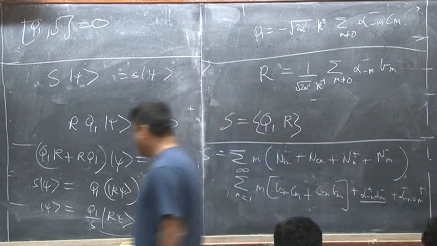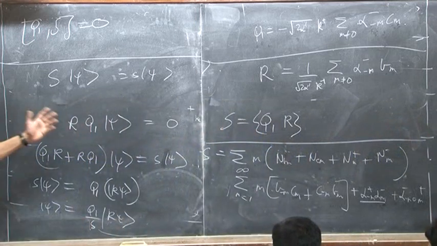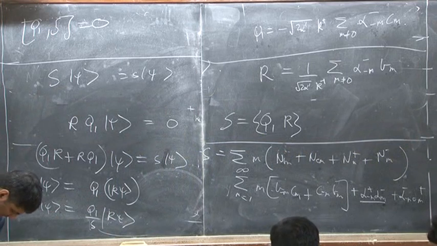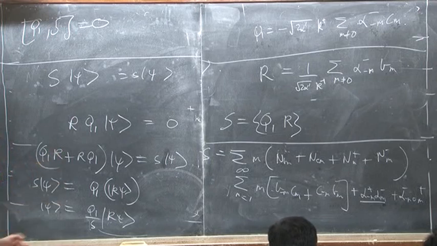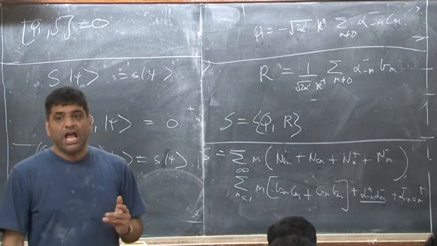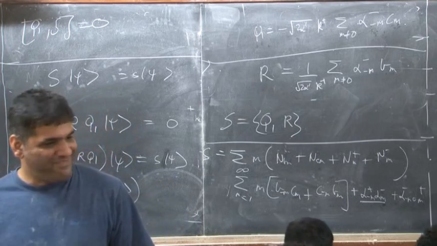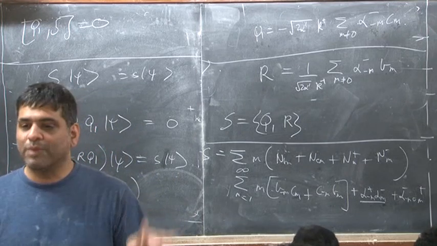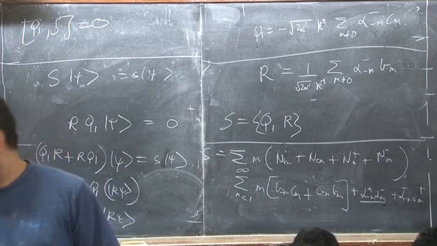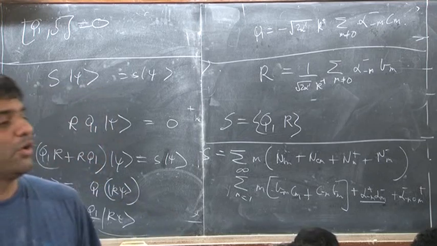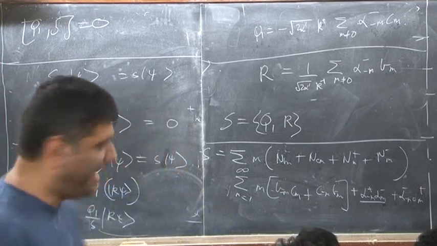Okay? And therefore we have shown that here, in the space of non-zero eigenvalue of S, the cohomology of Q1 is empty. There is no state that is Q1 closed that is not also Q1 exact.